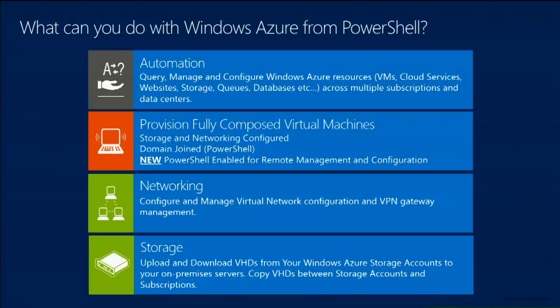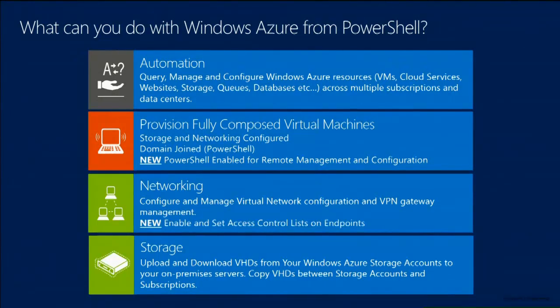From a networking standpoint, using PowerShell, I can define my entire virtual network settings for my Windows Azure subscription. I can set my DNS servers. I can create my VPN gateways. I can do all of that. The only thing it doesn't do yet is the point-to-site gateway work. I think they're working on that coming soon, but the site-to-site virtual networking is fully automatable from PowerShell.